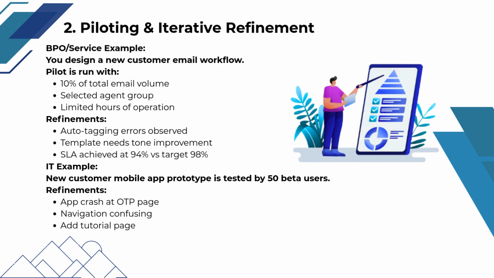In an IT example, a new customer mobile app prototype tested by 50 beta users may uncover problems like app crashes at the OTP page and confusing navigation, resulting in refinements such as bug fixes, improved flow, and the addition of a tutorial page to enhance usability before full launch.